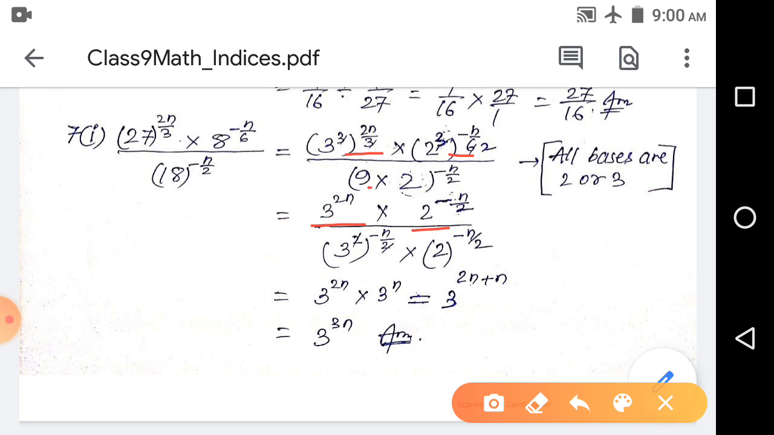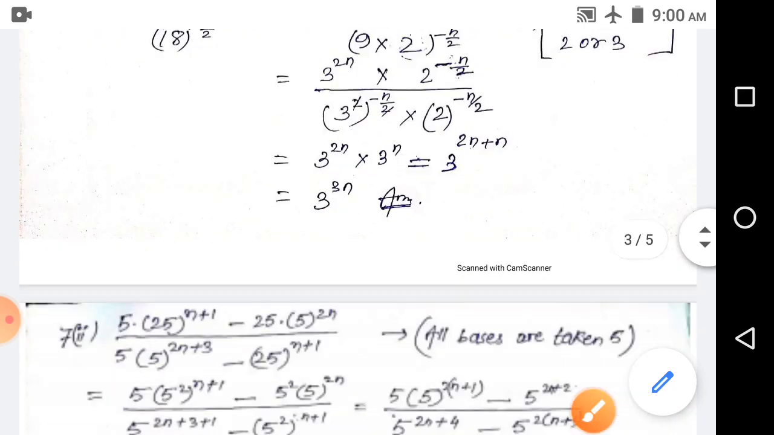Here this 9 can be written as 3 square, and this 3 square is with the power minus n by 2, and here it is 2, and this 2 is with the whole power minus n by 2, so 2 whole minus n by 2. Now see carefully, these two terms are exactly the same, so those two terms are cancelled, and here we have 3 to the power 2n and 3 to the power minus n. So this minus n is shifted to the numerator, so 3 to the power 2n and 3 to the power n are multiplied together and powers are added, the answer is 3 to the power n. Go to the next question.